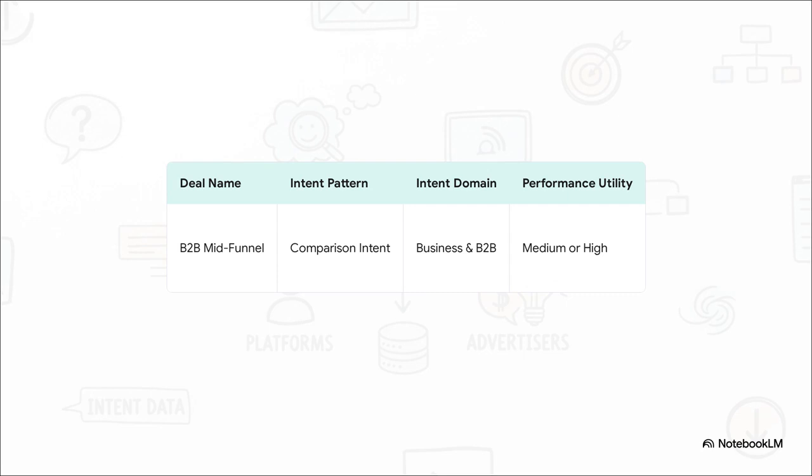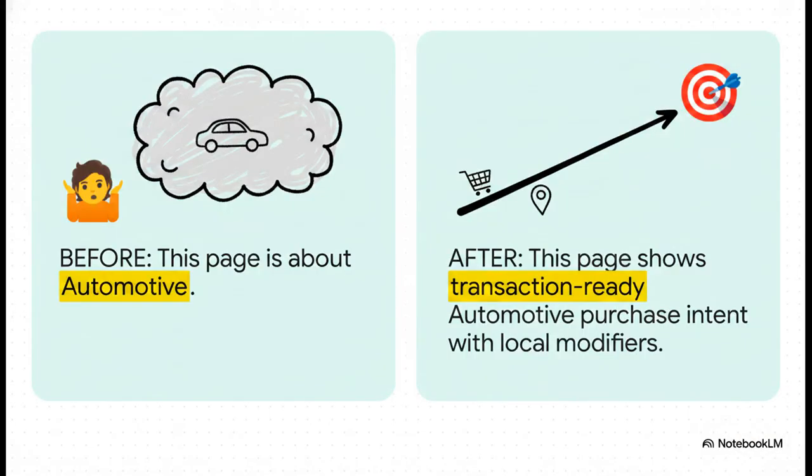And this approach is absolutely perfect for creating high-value PMP deals. Think about it. You can create a deal package that bundles up all your inventory where users are showing, say, comparison intent, specifically within the business and B2B domain. All of a sudden, you have this incredibly compelling, targeted offering for your advertisers. It's a game changer.